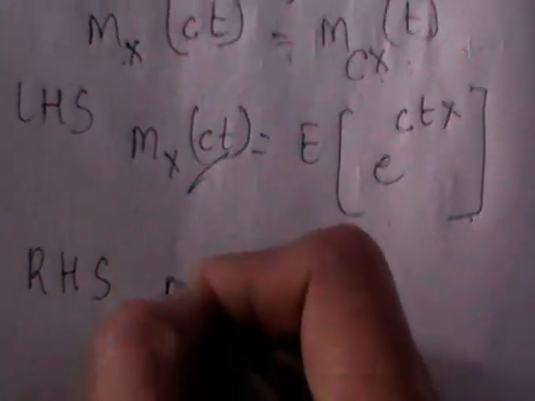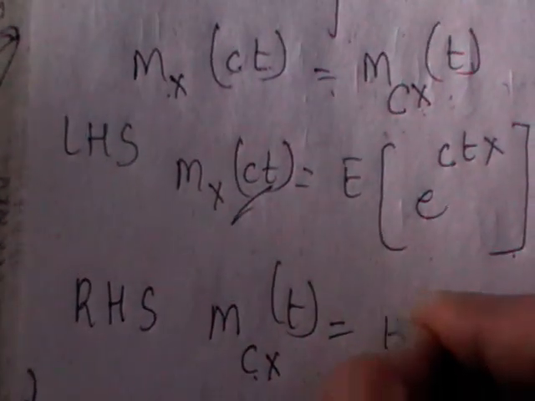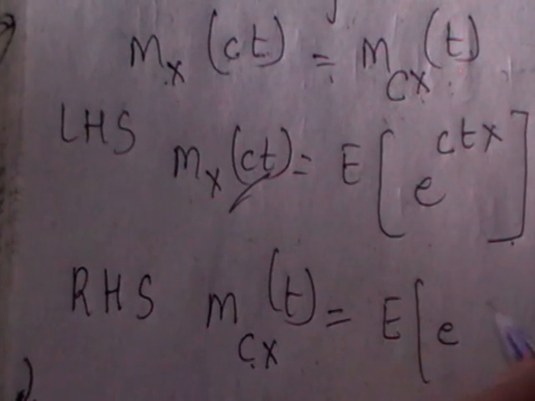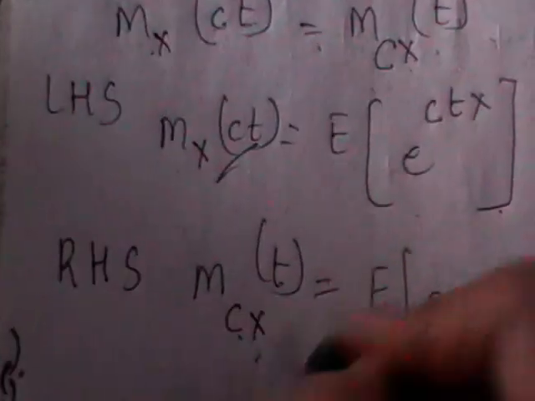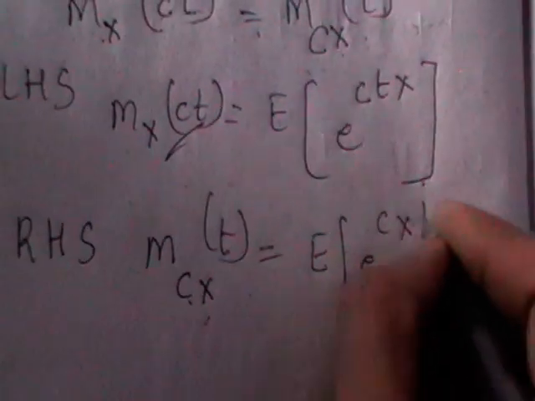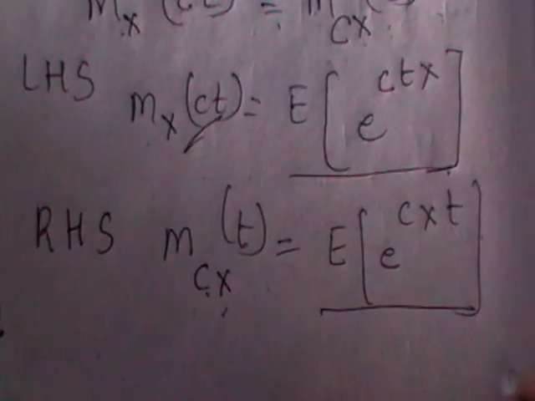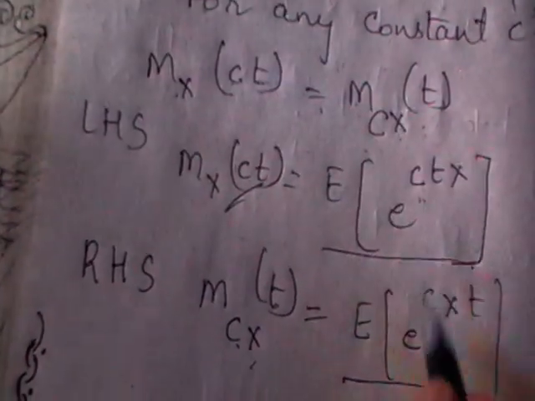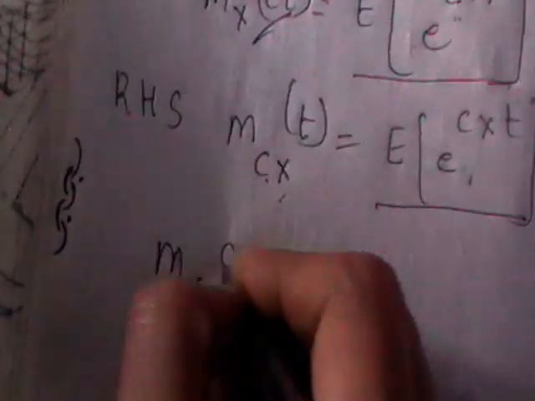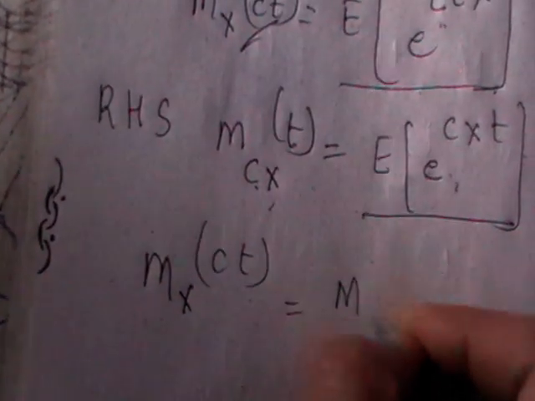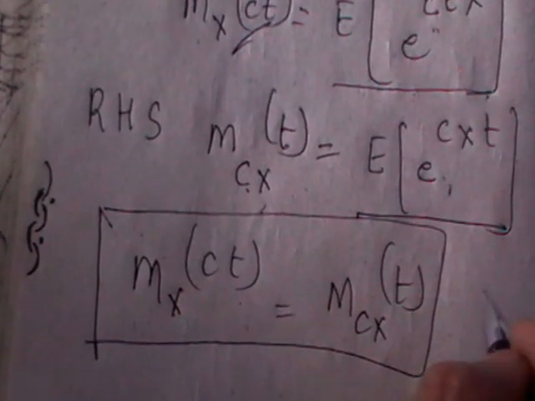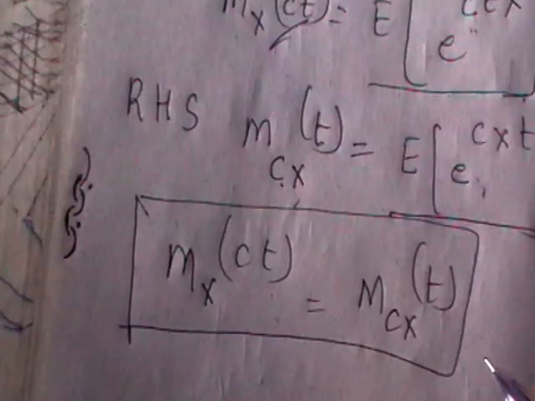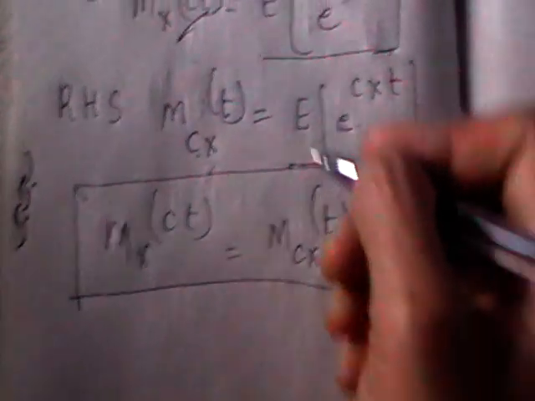If you go for the RHS, what is the RHS? M_cX(t). Here c is with the variable. Again, the moment generating function is defined as M_X(t) equal to the expectation of e^(tX), the product of these two, which is nothing but cXt. These two right-hand sides are equal, so we can say that M_X(ct) is equal to M_cX(t). Whenever we attach a constant with X or with t, we get the same result. This is the first property of the moment generating function.